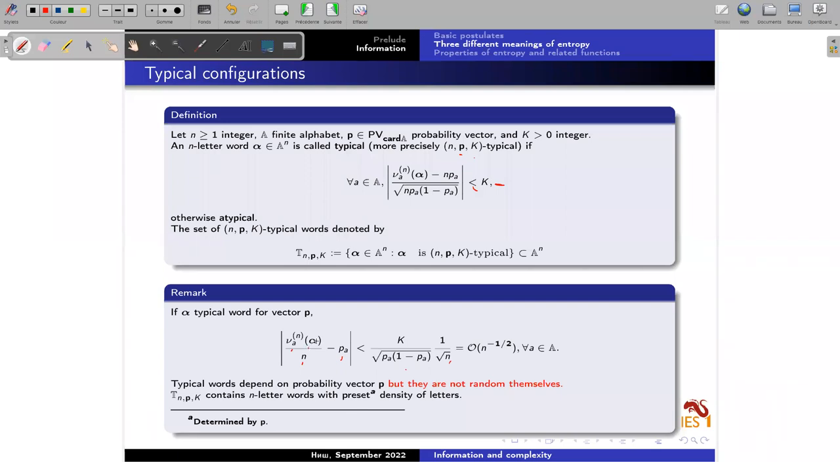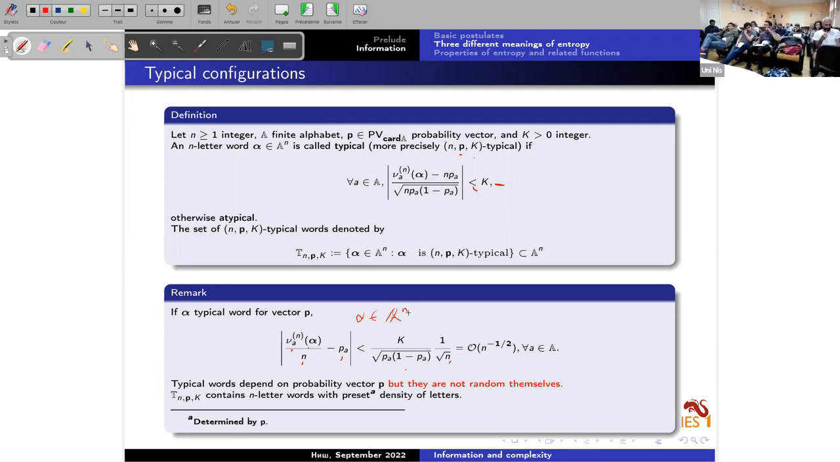So here I have just the words alpha. Alpha is just a word. And I am looking for all the words verifying this condition. These words are not random. They are just a set of words that verify this bound. Is it okay?